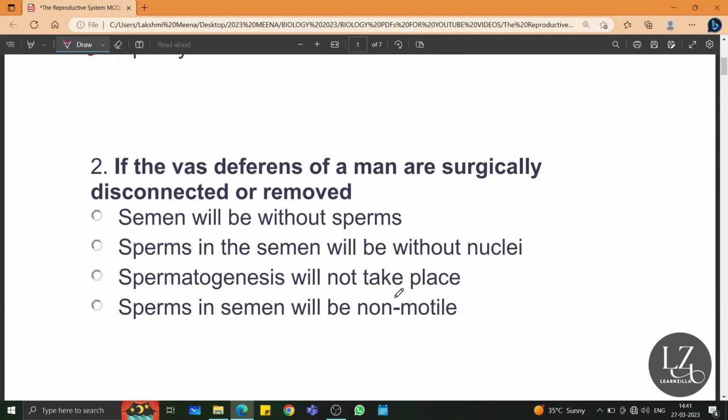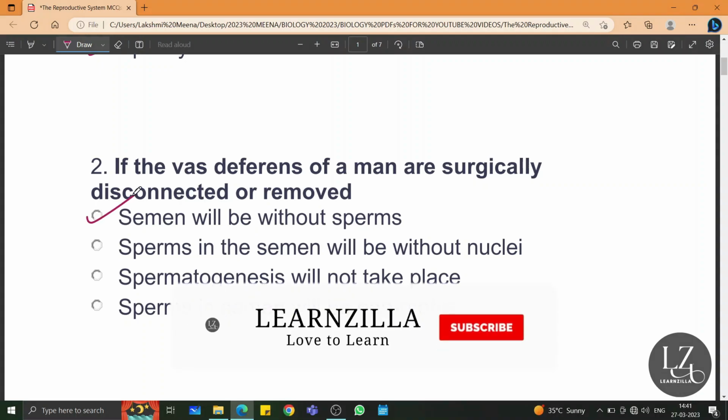If the vas deferens of a man are surgically disconnected or removed, what will happen? The semen will be produced, but it will be without sperms.